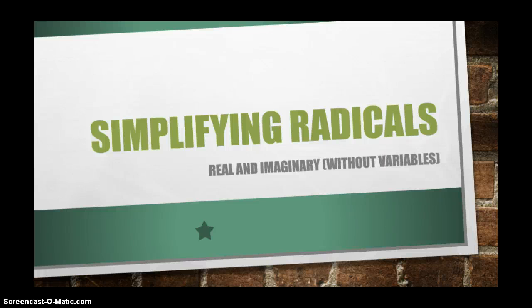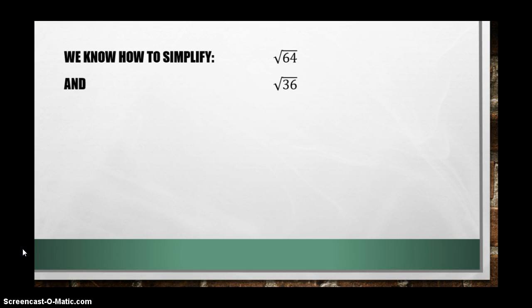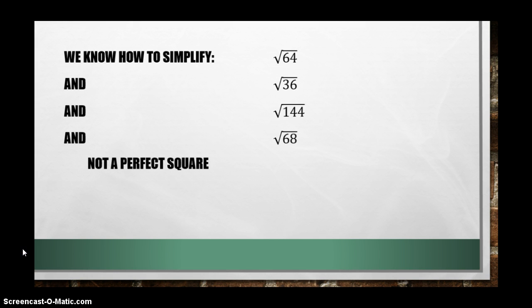Today we will learn to simplify radicals with real and imaginary numbers, but without variables. We know how to simplify the square root of 64, it's 8, and the square root of 36, it's 6, and even the square root of 144, it's 12. But what about the square root of 68? It's not a perfect square, so we can't just take the square root of it.